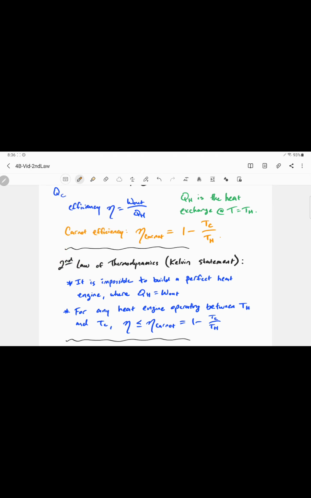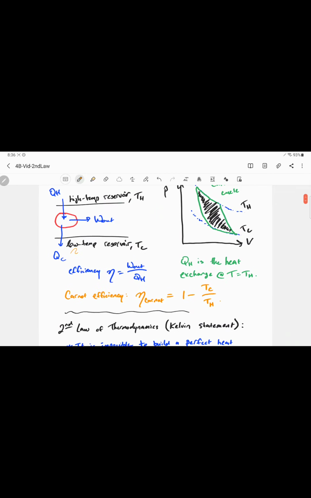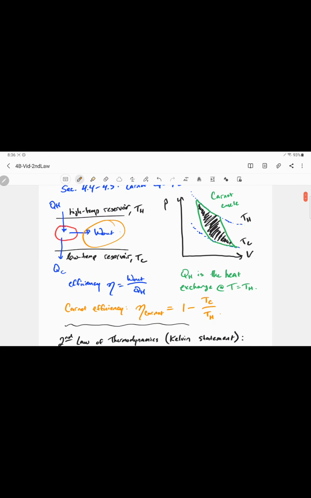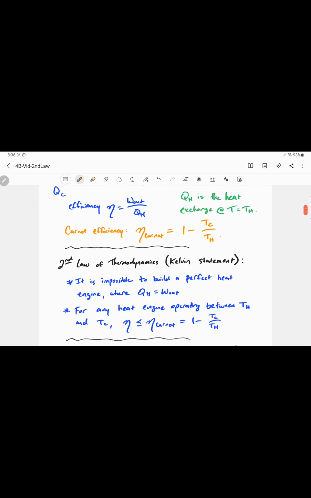So the Kelvin statement is that it's impossible to build a perfect heat engine. In other words, you're always going to have some waste heat right here. So this QC you can't force to be zero. Ideally you want all of the energy that was heat going to work right here, but it turns out that's impossible. And for any heat engine operating between TH and TC, between those two temperature extremes, the efficiency of your engine is less than or equal to the maximum efficiency, which is the efficiency of this Carnot engine, which is 1 minus TC over TH. These temperatures, by the way, have to be absolute temperatures. Notice how these are just T's and not delta T's.